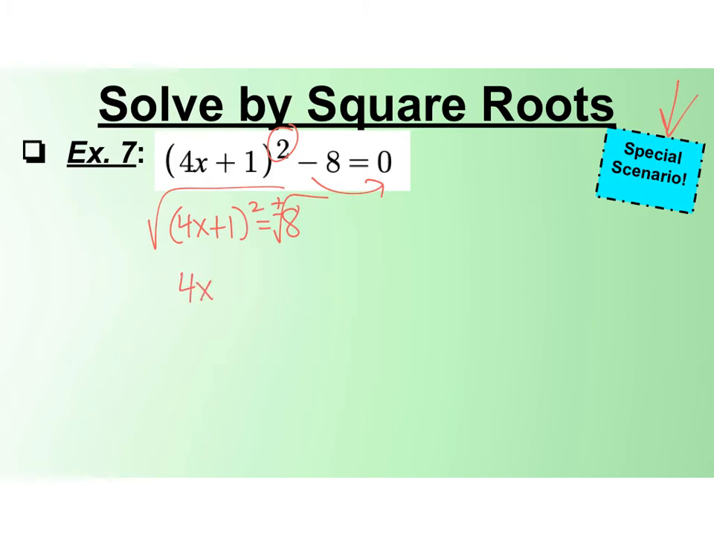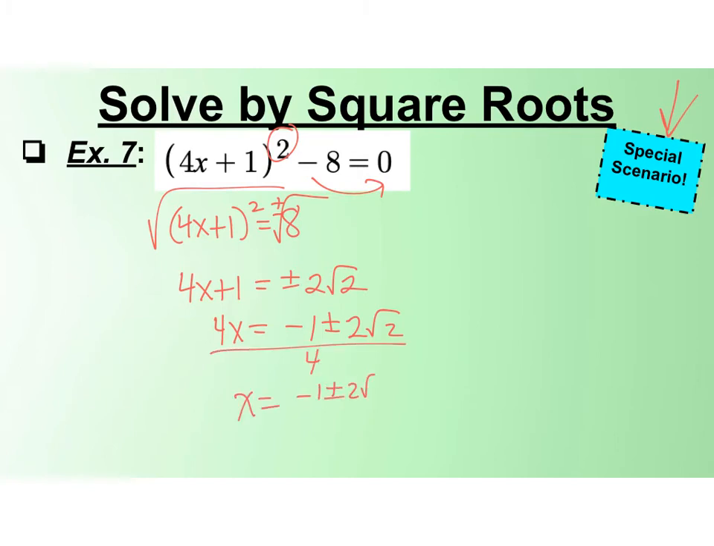So now I have 4x plus 1 equals plus or minus 2 root 2, when I simplify the square root of 8. I'm going to subtract the 1. -1 plus or minus 2 root 2. I like to put that in front just so it doesn't get stuck under the square root sign. And then divide everything by 4. We are going to have to simplify here.